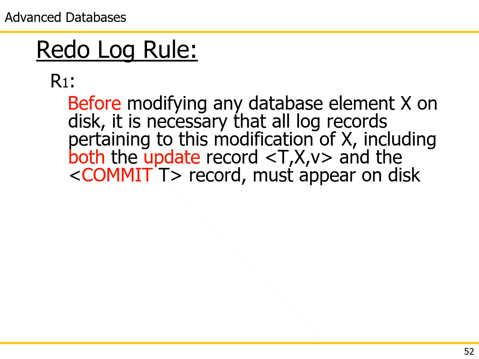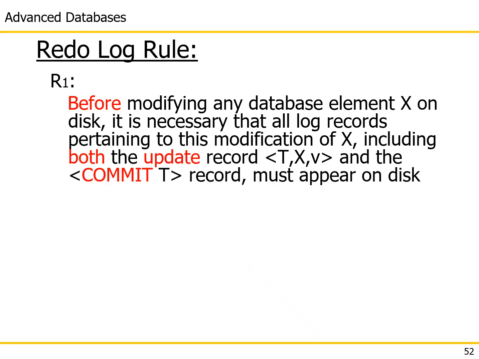You have to write the new value, and you have to write the commit, which means you have to tell me everything that transaction is going to do from beginning to end, and you write that to the redo log before you actually touch any row in the table, before you do any output.